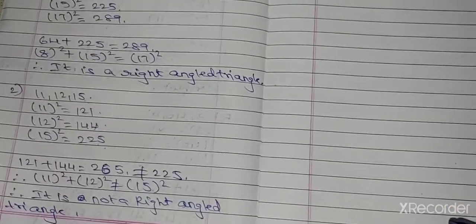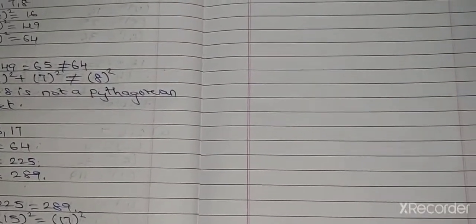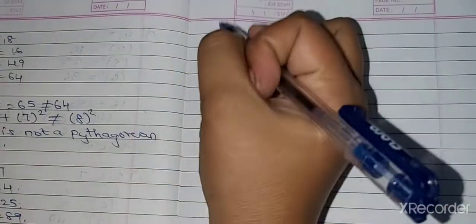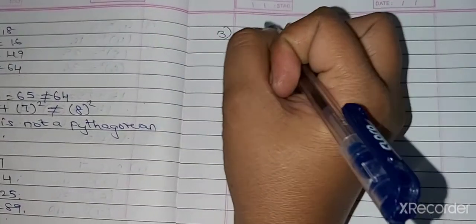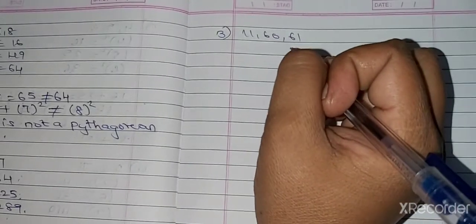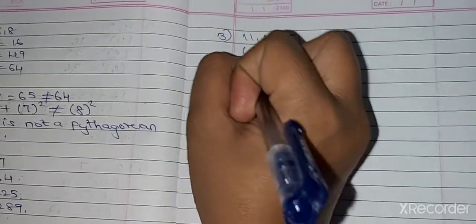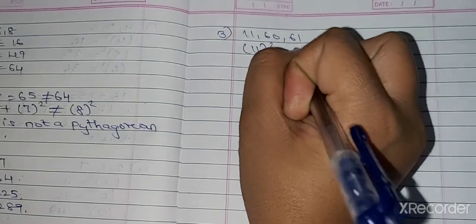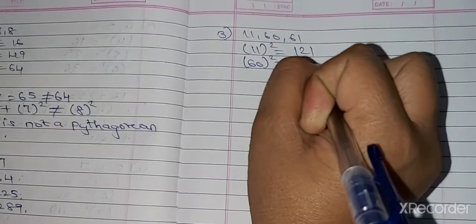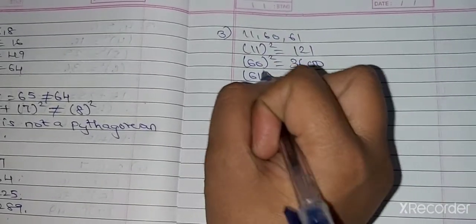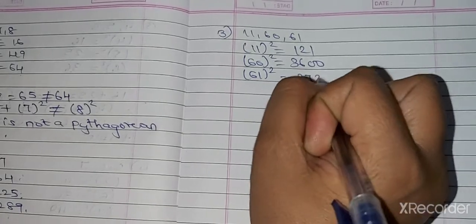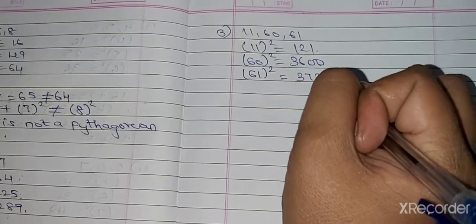Okay, now third sum. 11, 60, 61. Find the square of all these three numbers. 11 square is how much? 121. Square of 60: 6 6s are 36 and two 0s. Square of 61 is 3721. Okay, add these two, you should get this number.